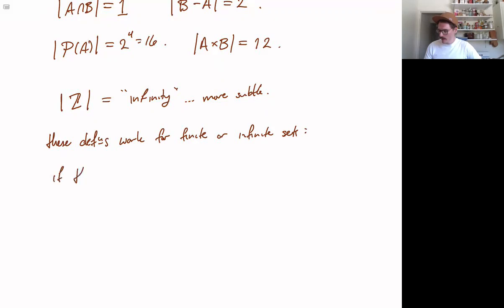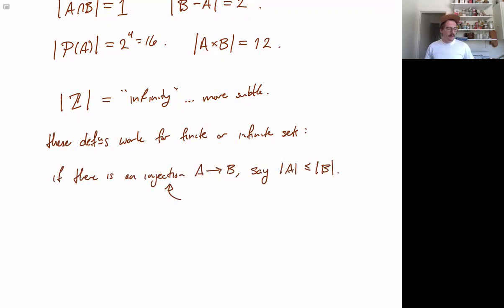So if there is an injection from a set A to a set B, then we say that the cardinality of A is less than or equal to the cardinality of B. Remember that an injection means that you don't have any collisions when you go through the map. So every element of A maps to a different element of B. Another way of saying this is that every element of B has at most one preimage.